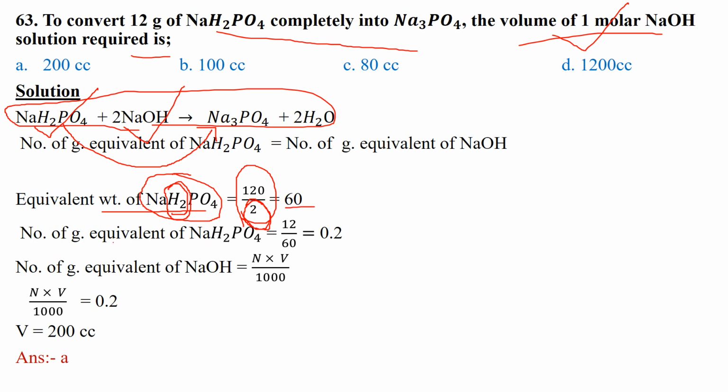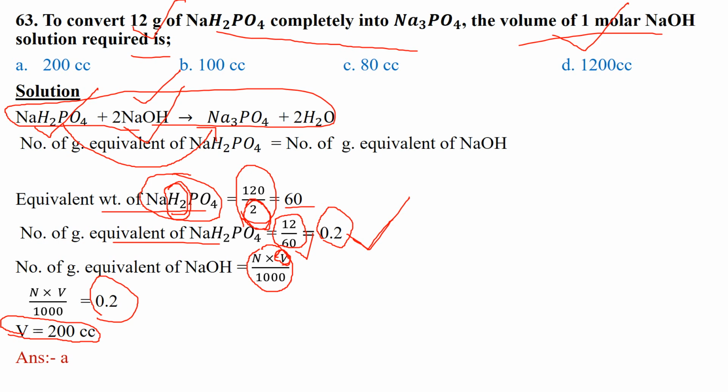The number of gram equivalents is equal to weight in gram divided by equivalent weight. So weight in gram is 12 gram divided by equivalent weight 60, which is equal to 0.2. So this 0.2 value is equal to the number of gram equivalents of NaOH, right? The number of gram equivalents of NaOH is calculated by the formula N into V by 1000, so V should be in milliliters. N into V by 1000 is equal to 0.2. Then V will be 200 cc, meaning 200 milliliters. Answer is A.